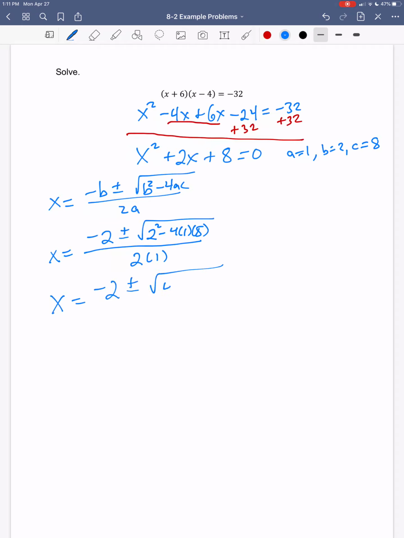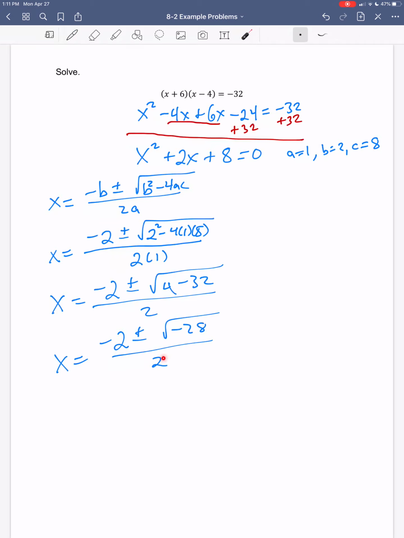So 2 squared is 4. Looks like here I get 4 minus 32 all over 2. So that gives me negative 28. Remember, I can't cancel here because it has to be part of the whole numerator. I've got a negative inside. That means I get an i.